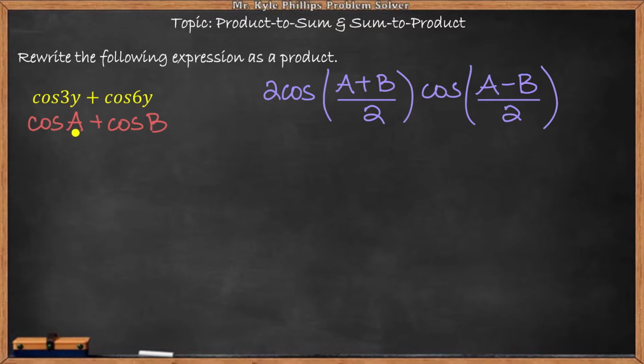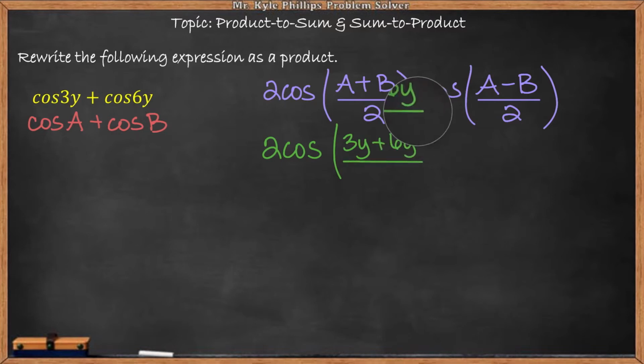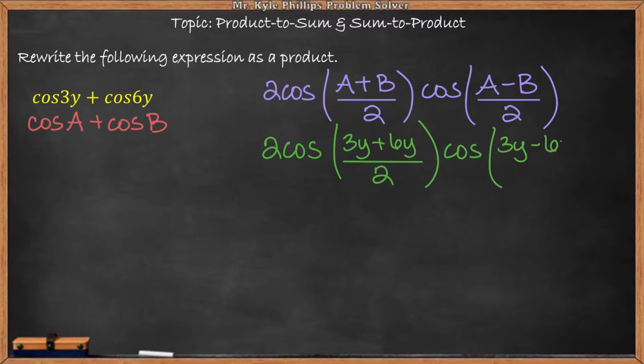So the reason I rewrote A and B here is because now we know that everywhere I see an A, I'm going to write 3y, and everywhere I see a B, I'm going to write 6y. So here, this is going to be 2 cosine of (3y plus 6y) all over 2, times cosine of (3y minus 6y) all over 2.